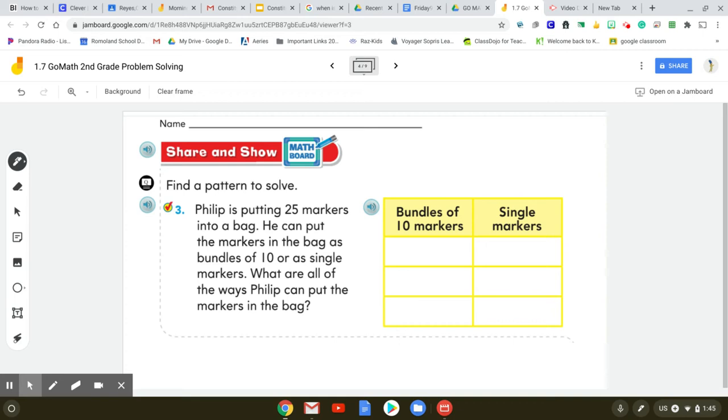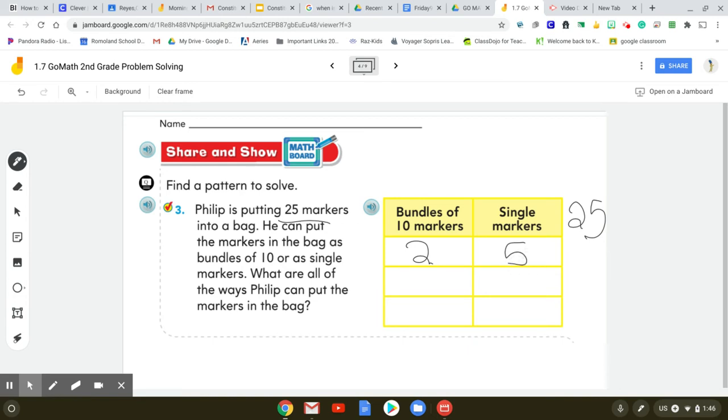Okay, let's go ahead and read it one more time. So Philip is putting 25 markers into a bag. He can put the markers away in bundles of 10 or as single markers. So whatever we do, it has to equal what? It has to equal 25. So how many 10s can I take out of that 25? I can take 2 tens away, and that's going to leave me 5 single markers.